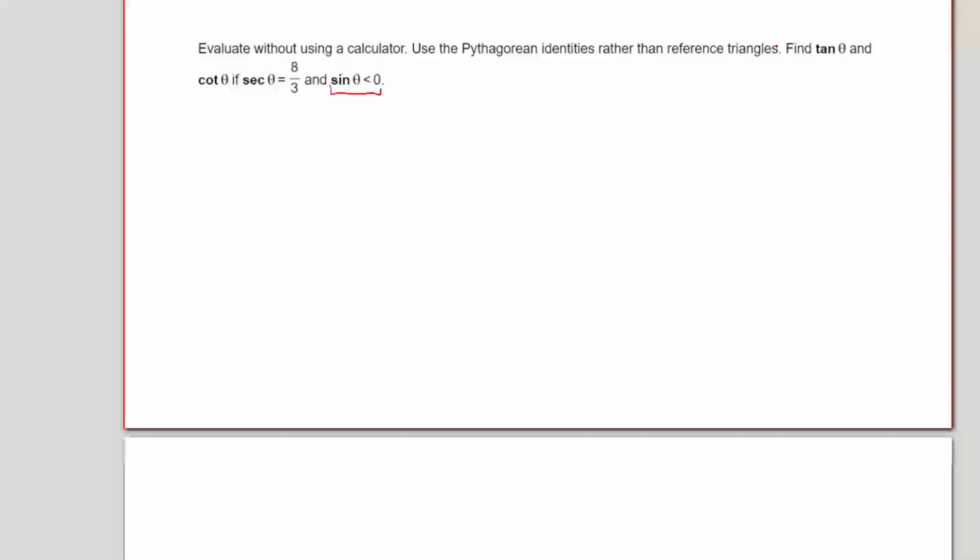Well, we know the value of secant theta, so I want to think of one of the trigonometric identities that uses secant, which is 1 plus tangent squared theta is equal to secant squared theta. Now, just like the last question, I'm going to plug in this secant theta and the secant squared theta, and we get 1 plus tangent squared of theta is equal to 8 over 3 squared, because we just plug this in and we have to square it.